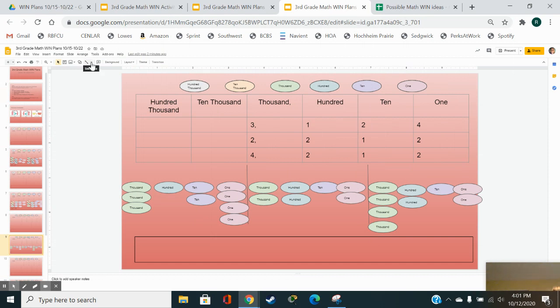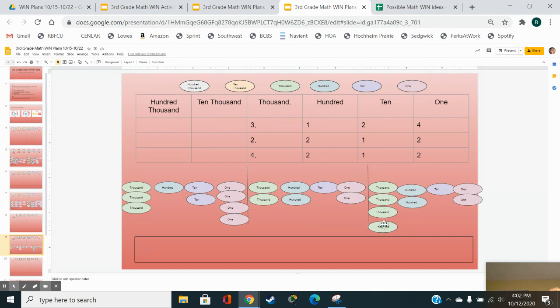And again, I'm going to get a line. And I'm going to start at my thousands place. So I have a 3,000, 2,000, and a 4,000. So I have to decide which one is actually the smallest one. So let's think about that. Here I have 3,000, I have 2,000, and I have 4,000.